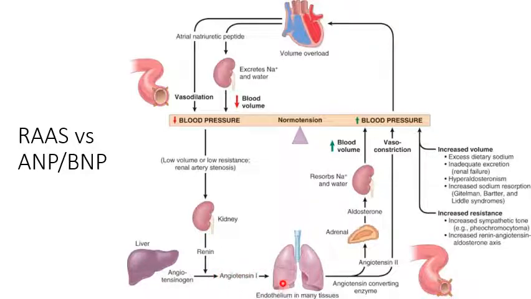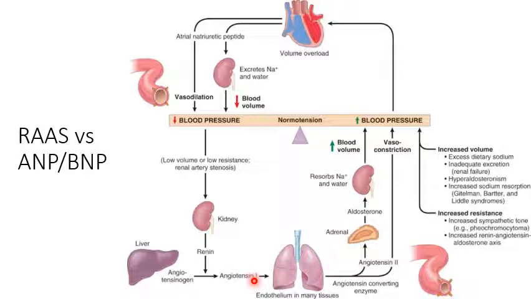It's going to be moving in the blood. It's going to pass through the lungs. In the lungs, you have an enzyme that's stuck onto the endothelium. That enzyme is angiotensin converting enzyme, or ACE. So you may have heard of ACE inhibitors. Those are drugs that inhibit this enzyme, angiotensin converting enzyme. If you inhibit this enzyme, you cannot turn on the RAAS, and that is overall going to help you lower blood pressure.